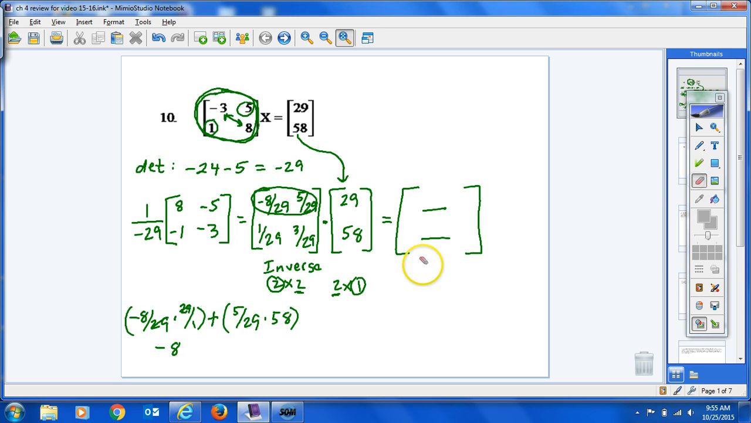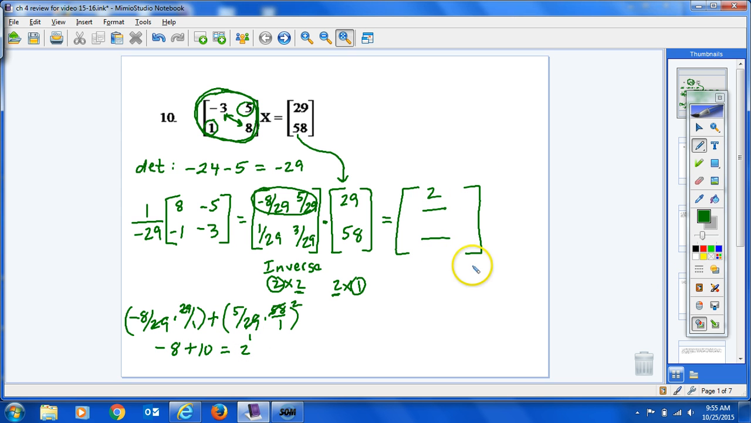And we can do a similar deal over here. If we think of 58 as being 58 over 1, and we divide 29 into both of these numbers, then what we're left with is 5 times 2, which is 10, and negative 8 plus 10 is just positive 2.